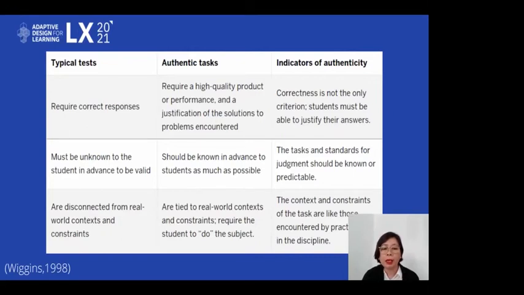Another one is that typical tests are disconnected from real-world contexts and constraints. But authentic tasks or authentic assessments are tied to real-world contexts and constraints. They require the student to do the subject. So the indicator of authenticity for this is that the context and constraints of the task are like those encountered by practitioners in the discipline, by the professionals in the field. So they really apply in a real world setting. So that's why we call them authentic. This is what makes the assessment authentic.